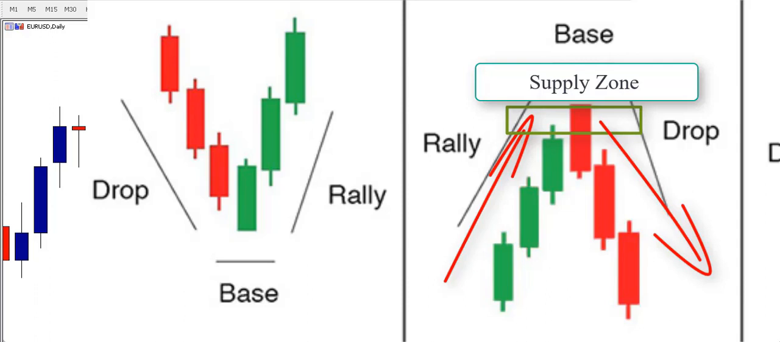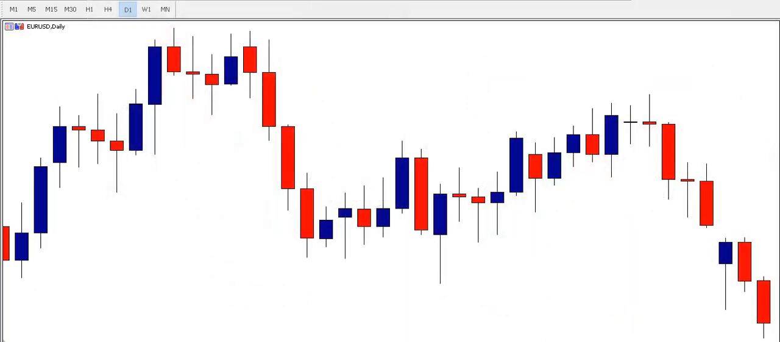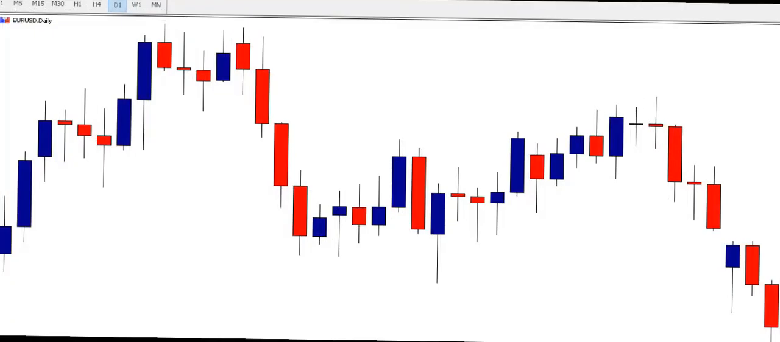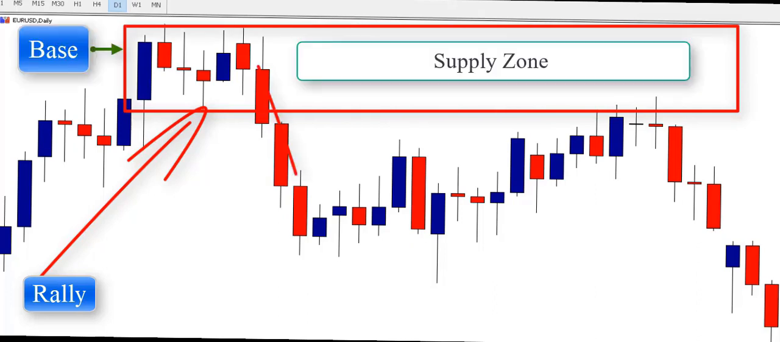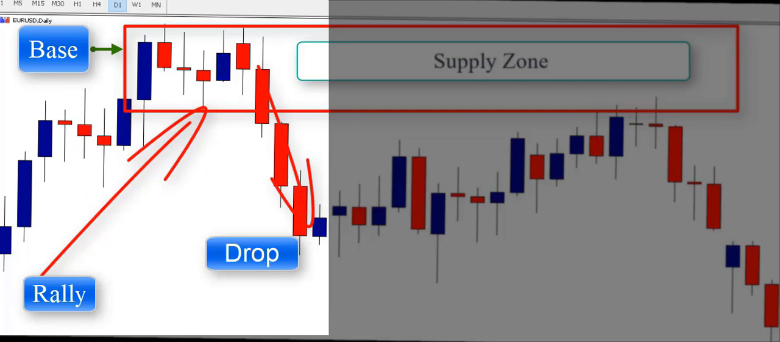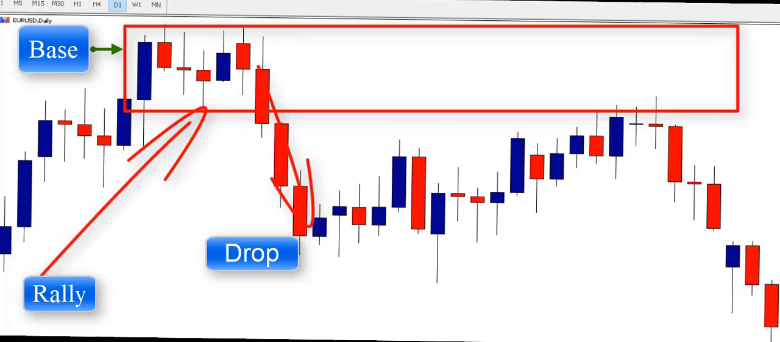The same thing when it comes to the drop-base-rally demand zone. Now let me give you an example of a rally-base-drop supply zone. This is the Euro US dollar daily chart. And this is a clear example of a rally-base-drop supply zone. This pattern occurs when the market reverses from moving higher to moving lower. So this is a move up, followed by a base, and followed by a move down. When the market approaches this supply zone, we can predict another move down, and that's what happened. This is a clear doji price action setup that formed at the supply zone and confirmed our entry.